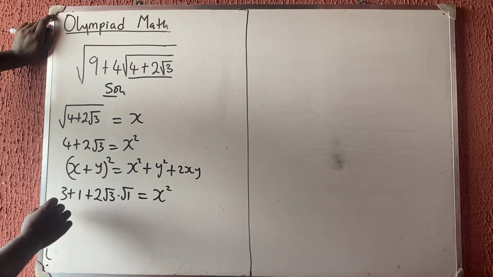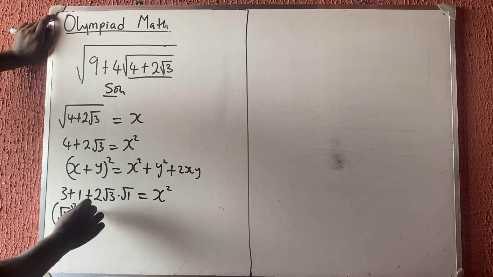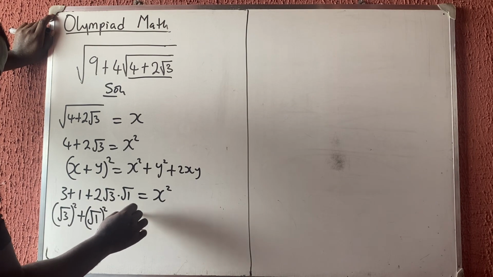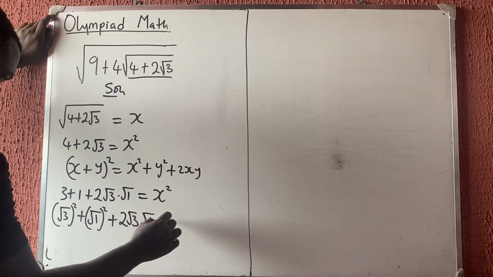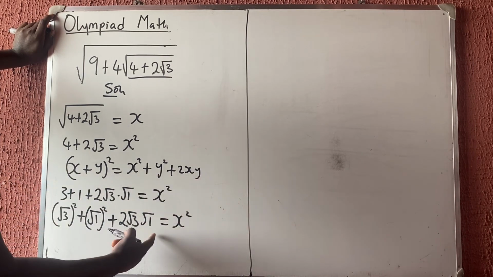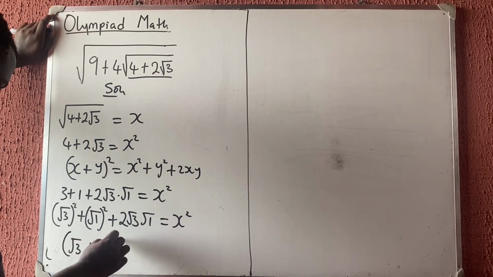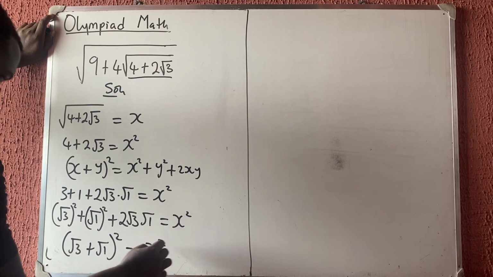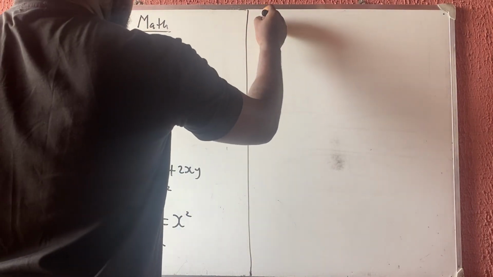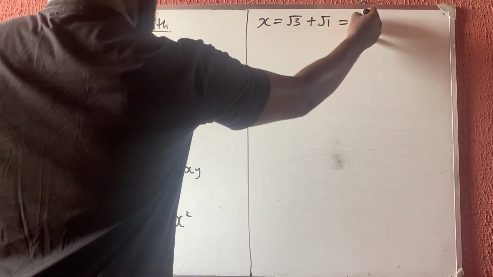X squared. Now 3 can be written as root 3 all squared, plus 1 can be written as root 1 all squared. Okay, then plus 2 root 3 root 1 is equal to x squared. Now if this thing is something like this, then it means this one is the same thing as saying (root 3 plus root 1) all squared is equal to x squared. Now if squared takes care of squared, I'm now getting that x is equal to root 3 plus root 1, which is something like saying root 3 plus 1.